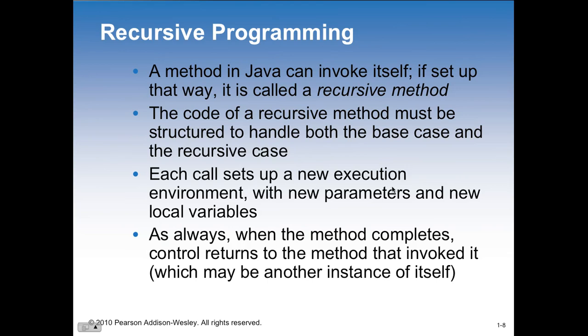Each call sets up a new execution environment with new parameters and new local variables. As I mentioned before, those are the stack entries I alluded to. So each recursive call to that function sets up a new function, puts it on the stack, calls it. So as always, when the method completes, control returns to the method that invoked it, which may be another instance of itself.